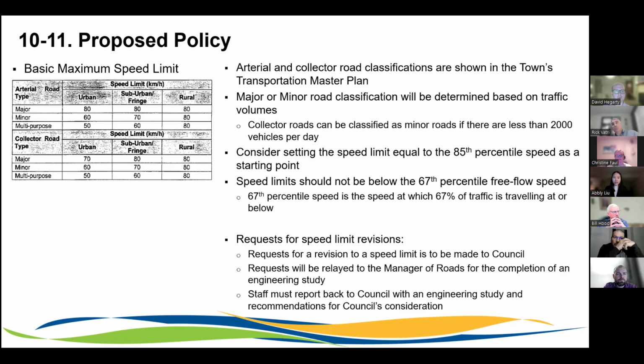notes that collector roads can be classified as minor roads when the average daily traffic volume is less than 2,000 vehicles. The policy also notes that the 85th percentile speed should be the starting point for setting speed limits, and that speed limits should not be set below the 67th percentile speed, otherwise the speed limit would be unrealistically low. Moreover, the policy also contains a procedure for requesting speed limit revisions and responding to these requests.